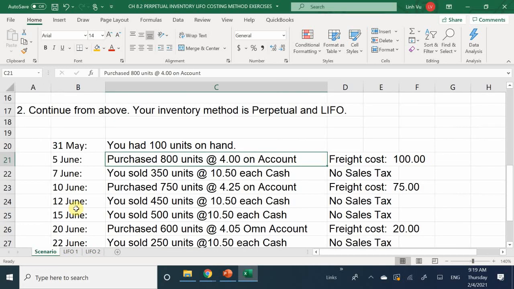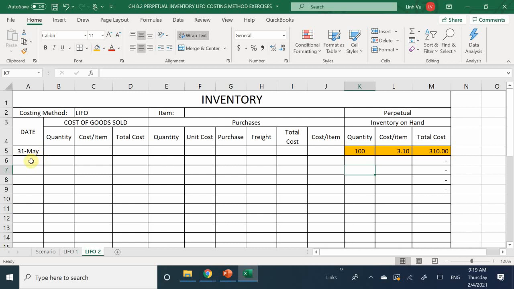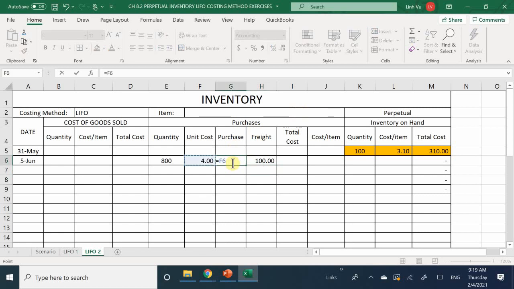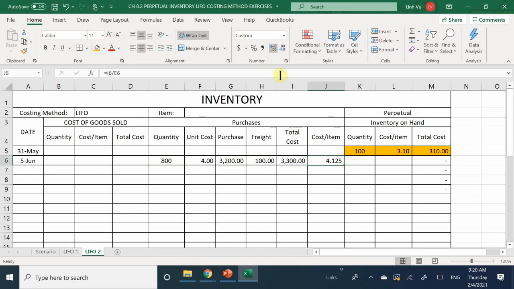So then what has happened next on June 5th? We purchased an additional 800 items at $4 each, with the freight costing you $100. So LIFO number 2. Here we're on June 5th, 800 items at $4 each with a freight of $100. So what is my total purchase price here? 3,200. 3,200 plus my freight gives me a total cost of 3,300. And my cost per item is going to be 4.125. 4.125. Good.